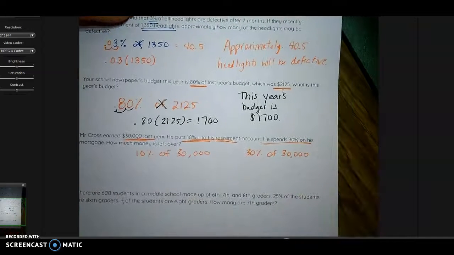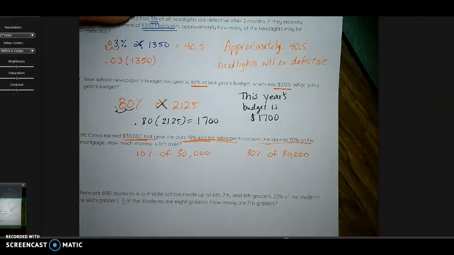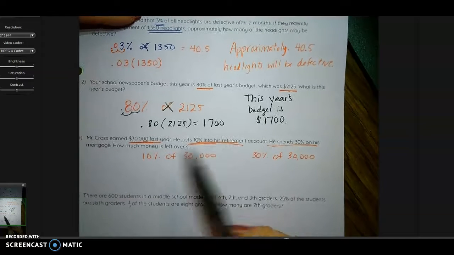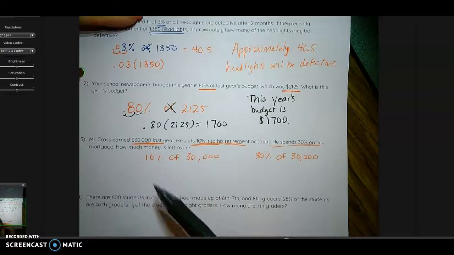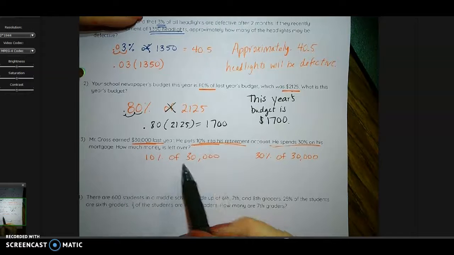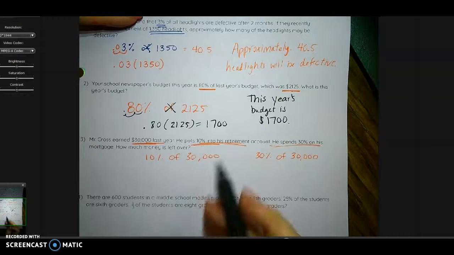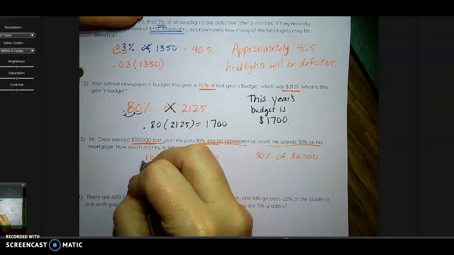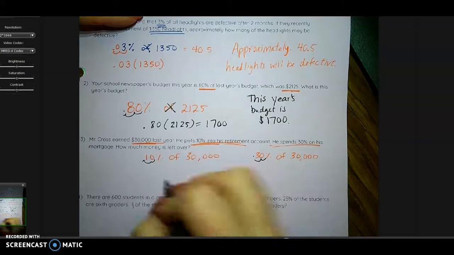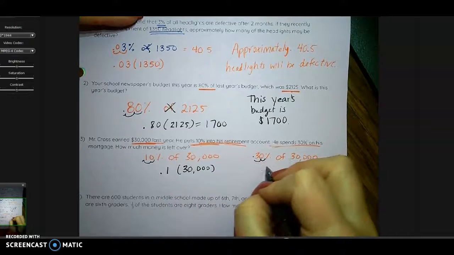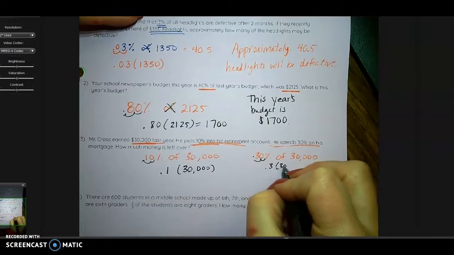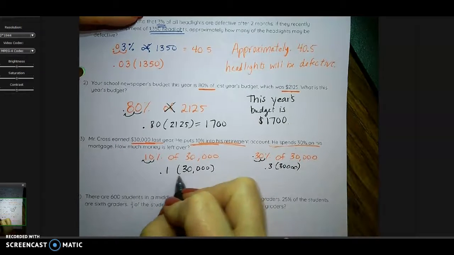Now some of these problems that we're going to see like this, it'll be like, oh, after I take out this much, and then I take 30% of that new amount. This doesn't state that. It just says he spends 30% of this and 10% of this. So the whole time we're going to be using the $30,000. So move my decimal points over. 0.1 times 30,000 and 0.3 times 30,000.